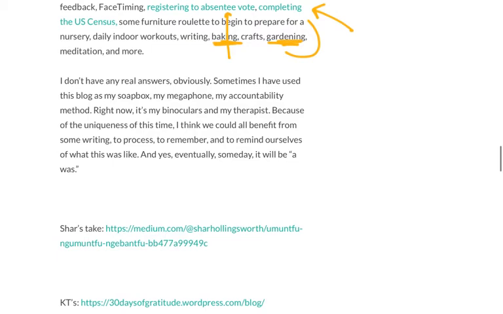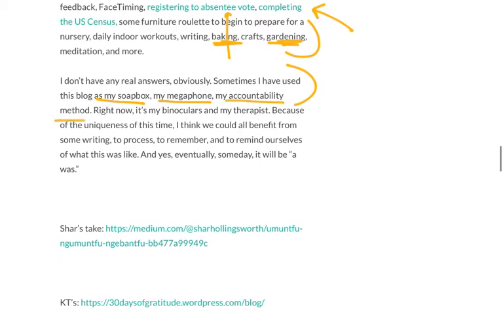Sometimes I've used this blog as my soapbox, my megaphone, my accountability method. Now, these three things that she's saying are really great purposes for a blog. Your soapbox, where you feel strongly about an issue and you shout that issue out to the world. My megaphone, again, kind of like a soapbox, but it's just amplifying the voice that she already has.